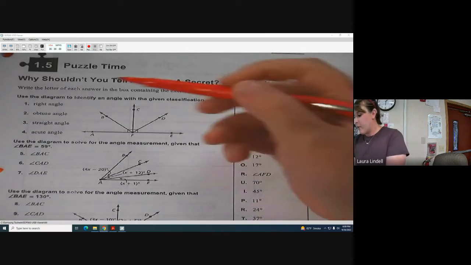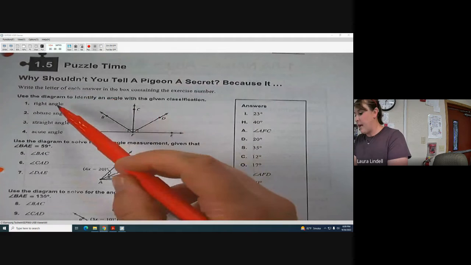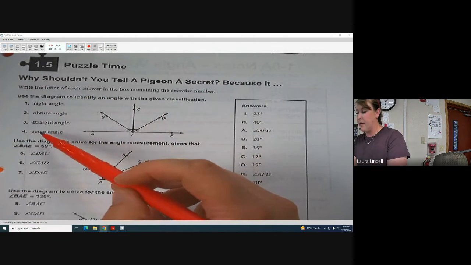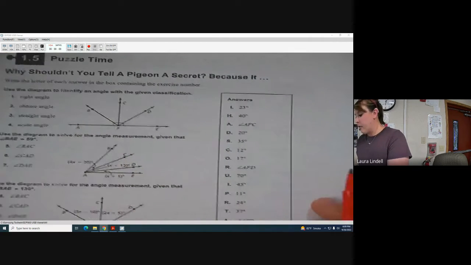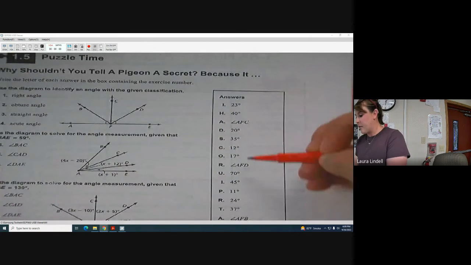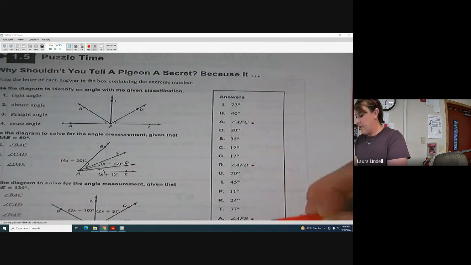The first four, you're just using the diagram to identify an angle that's a right angle, an obtuse angle, a straight angle, and an acute angle. So you're looking for all those four angle types. And you'll notice over here on the side where there's the answers, you'll see all these ones that are labeled as angles.